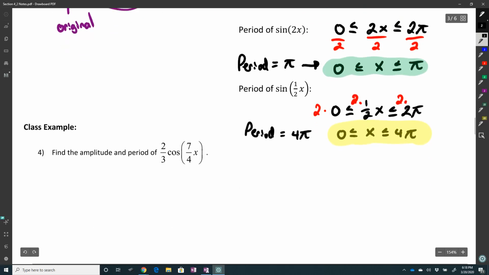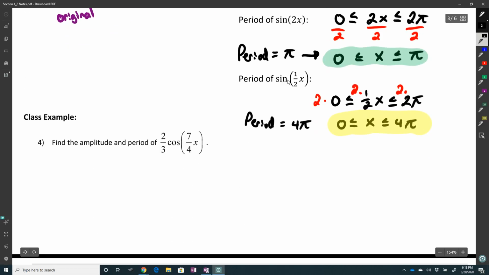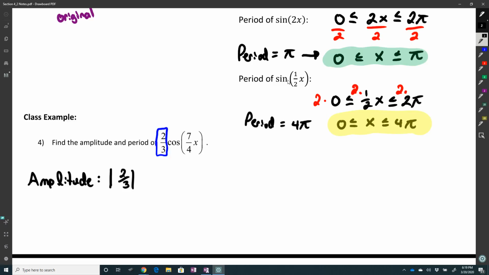Anyway, for an example, find the amplitude and period of 2/3 cosine 7/4 x. Looking at this, we have this number in front, and this number gives me the amplitude. So I know my amplitude is the absolute value of 2/3. I know that's kind of silly, but remember the amplitude can't be negative. If it was negative, you make it positive. So my amplitude is 2/3.